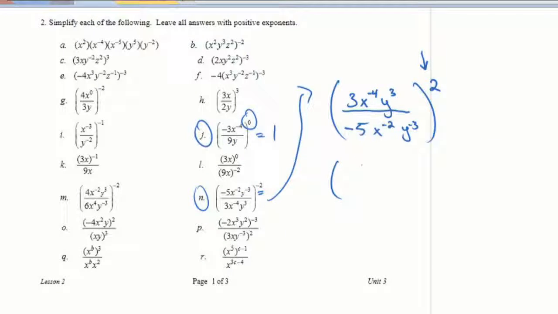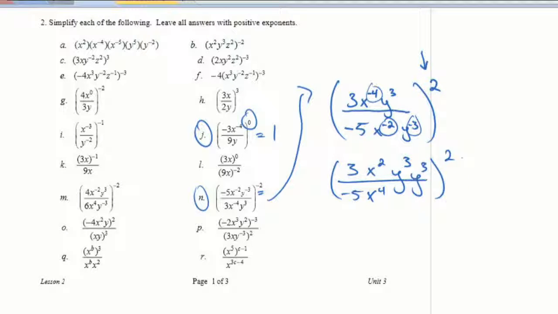This x was negative on the top, so I'm going to move it to the bottom to make it positive. And this is negative on the bottom, I'm going to move it to the top. This y to the 3 was positive, so it's going to stay there. That was kind of a question that was asked a little bit earlier. And then this y to the -3 on the bottom is negative, so if I move it to the top, it becomes positive. I'm going to combine these together to get 6.